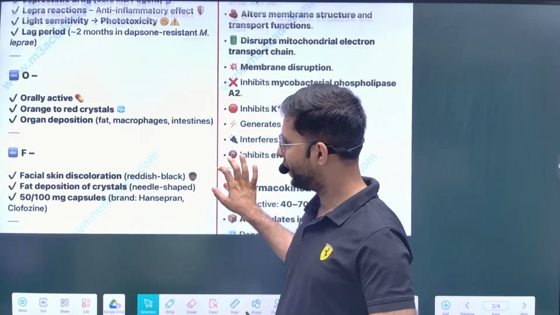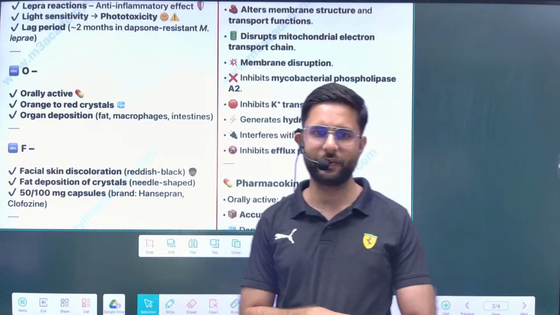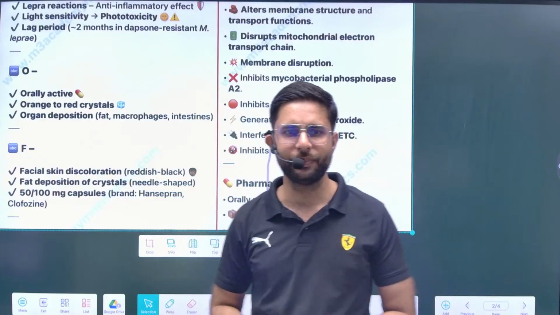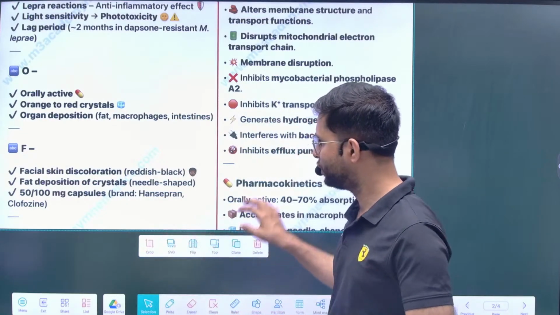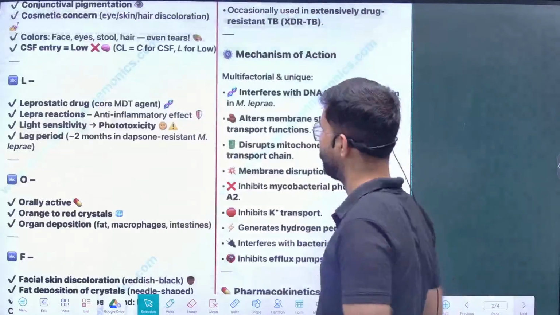Now in clofazimine, F means facial skin discoloration, reddish black. F also for fat deposition, and it is available as 50 to 100 mg capsules.